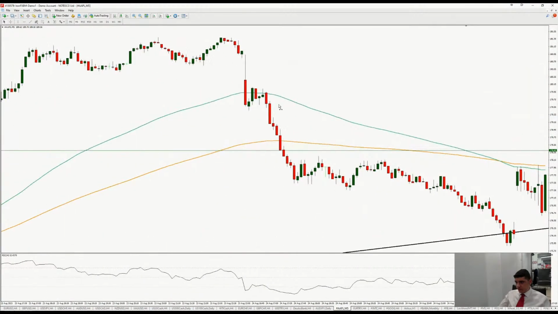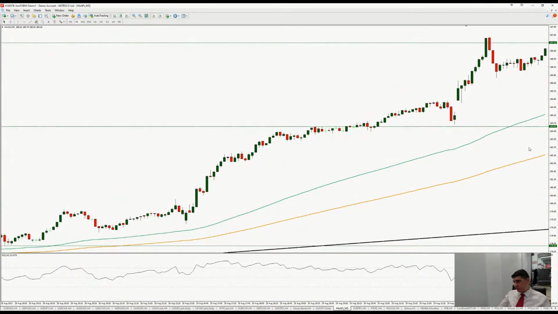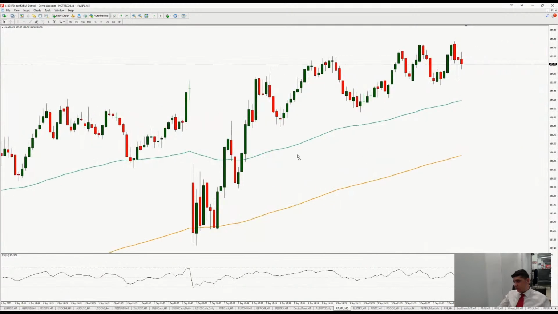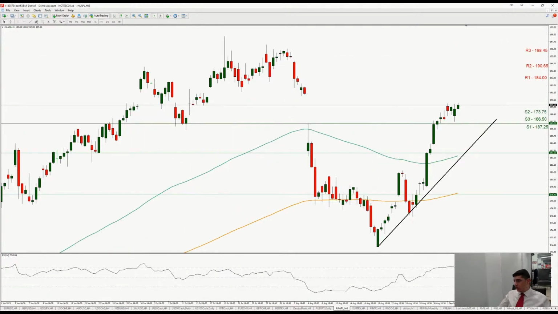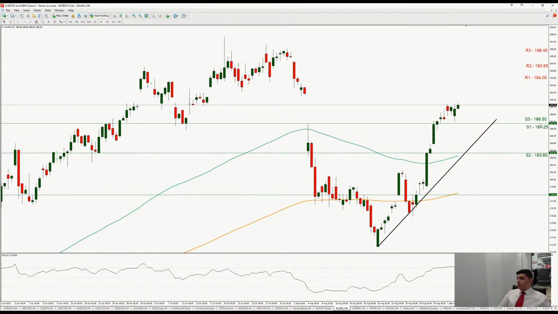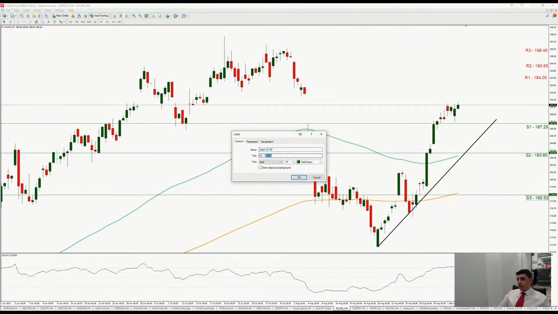Let's see if it's going to be validated. So this would be my S3. S2 at 183.60. And then we bring S3 to the $178.40 mark.